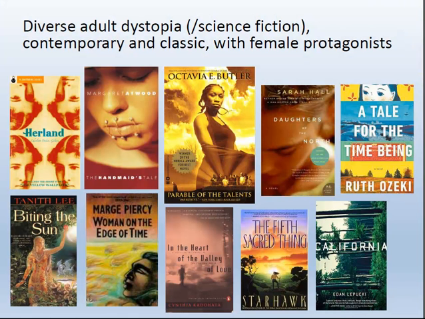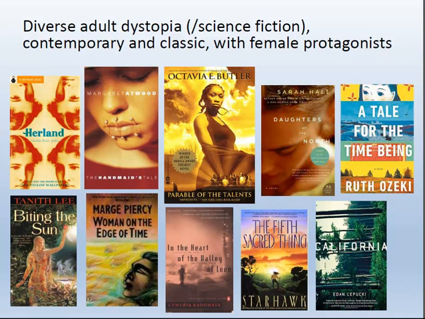There's a diverse tradition in adult dystopia or science fiction more generally, both contemporary and classic examples with female protagonists. So like I mentioned, Parable of the Talents is the second book in that series. We've got the classic Herland, which one of our readings will talk about as a context. Charlotte Perkins Gilman, who is most famous for her short story, The Yellow Wallpaper.